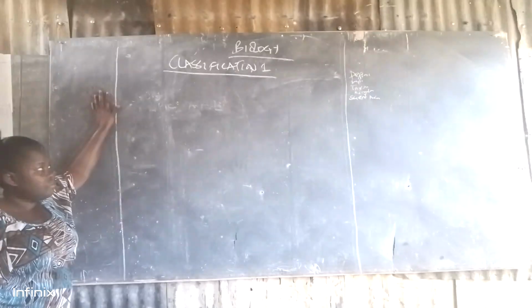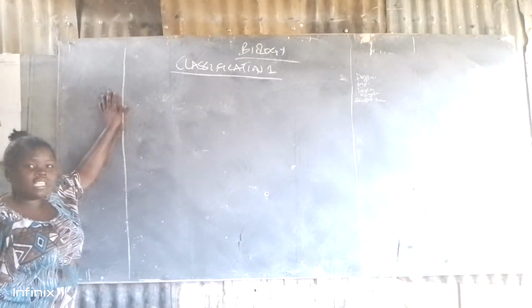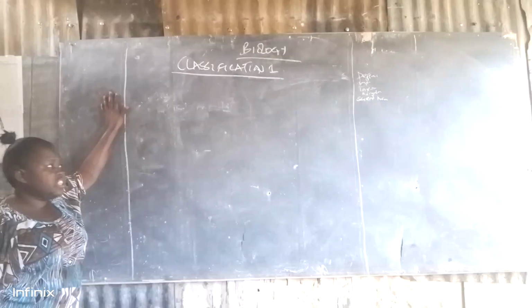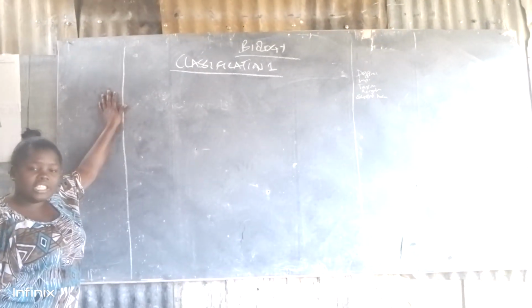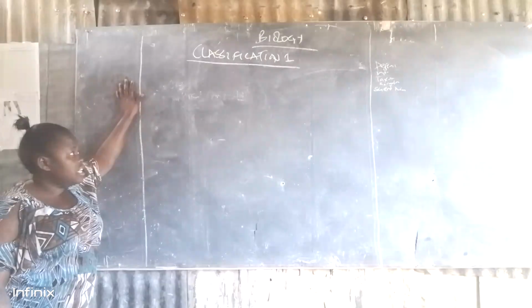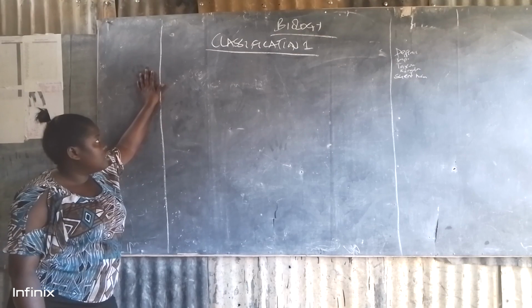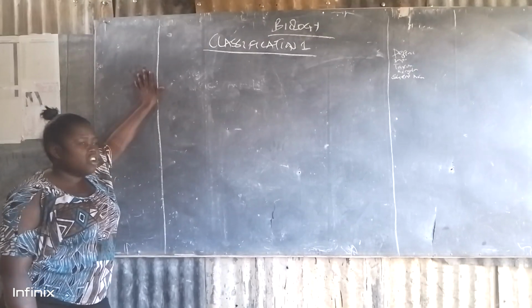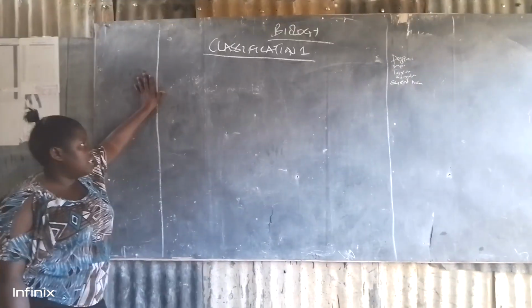I'll start by defining what classification is. Classification is just grouping organisms with similar characteristics and differences. You use characteristics and differences to classify organisms. We have the importance of why biologists saw it wise to classify organisms.